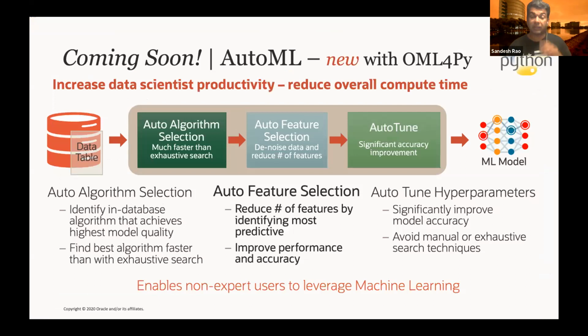First thing is, there is auto algorithm selection. As a DBA before, I had to figure all this stuff out. Now the database identifies automatically which algorithm has got the highest model quality. It also does auto feature selection. So in other words, dimensionality reduction and feature attribute importance selection is done automatically. And it also auto tunes my hyperparameters. So I don't have to do anything. All of this is taken care of by the AutoML framework, which is available with OML for Python.